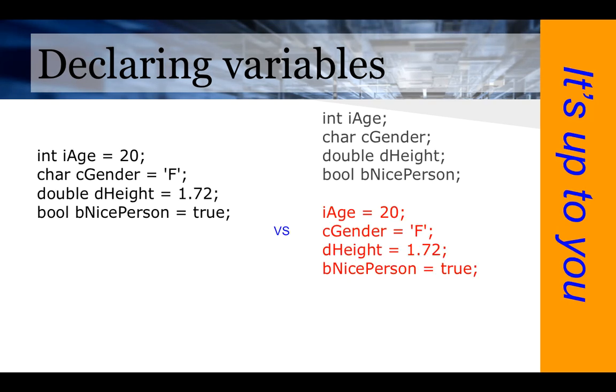Now, when you declare variables, as I said before, you can assign an initial value right away in the same instruction. But guess what? You can do that later on. So at the first stage, you can declare a variable just with a data type and a variable name, and of course ending with a semicolon. And later on in some other instructions, you can assign a value to those variables. It's up to you.